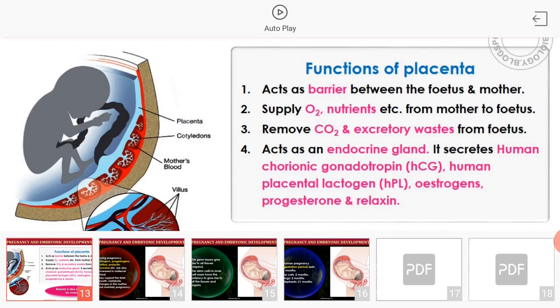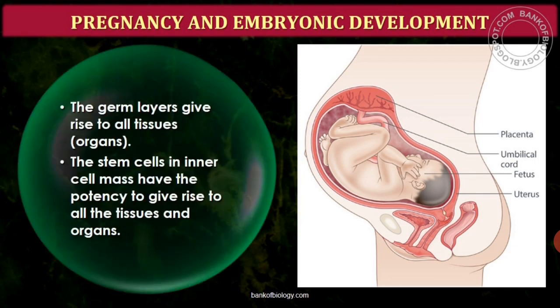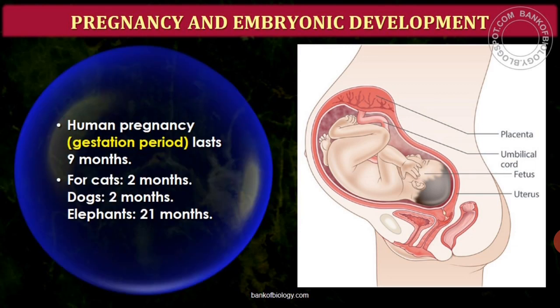Then, as I already told you, human pregnancy is going to last for 9 months, and that is called the gestation period, which they may ask you as one more question. Define gestation period: the period of pregnancy is called the gestation period. They have given you few examples also. In cats, the gestation period is 2 months. In dogs it is 2 months, whereas in elephants it is 21 months. This is regarding pregnancy and embryonic development.